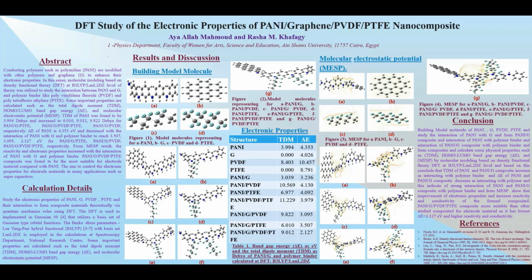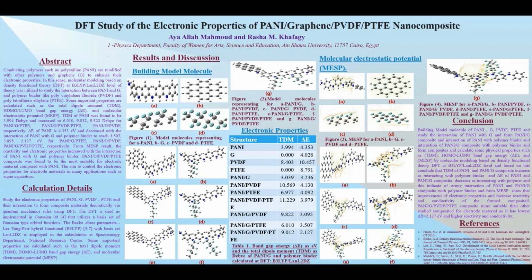Our poster today is about a DFT study of the electronic properties of polyaniline, graphene, polyvinylidene fluoride, and polytetrafluoroethylene nanocomposite. The aim is to control the electronic properties of electrode materials in many applications, such as supercapacitors. Conducting polymers such as polyaniline are modified with other polymers and graphene to enhance their electronic properties.